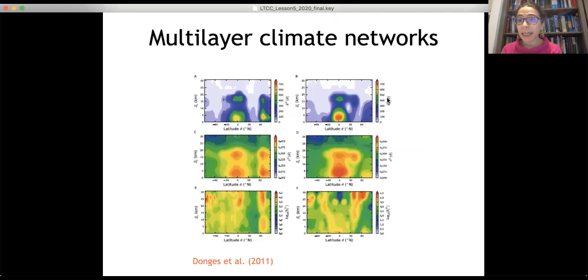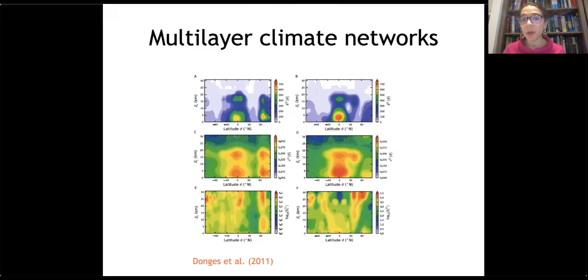So multi-layer networks are also used in climate research, and there is this very fascinating paper by Donges and the group of Jürgen Kurths, in which they build a multi-layer climate network by looking at the geopotential at different altitudes.